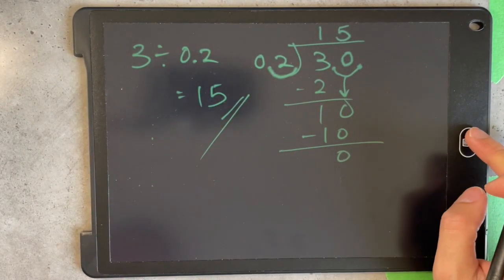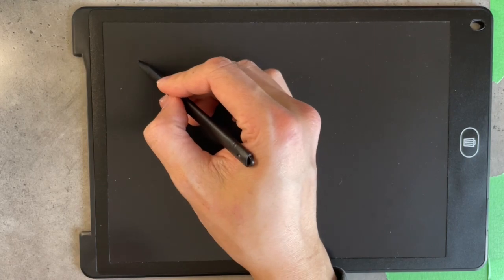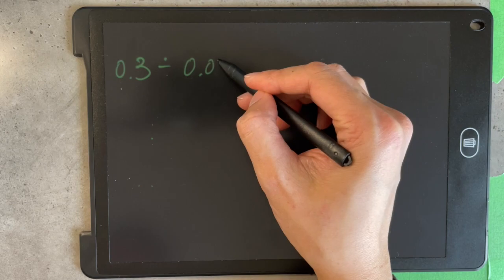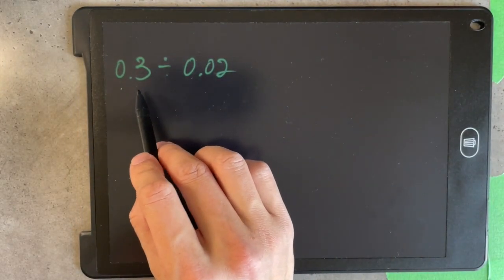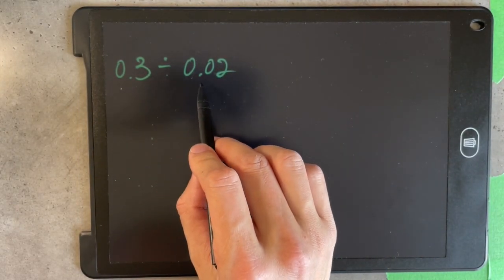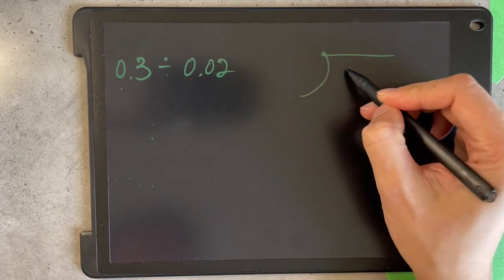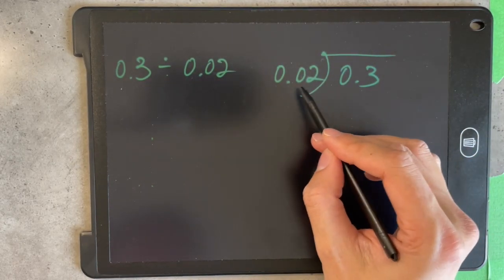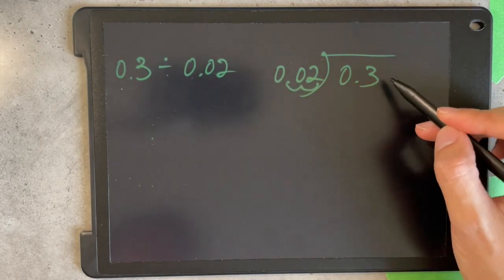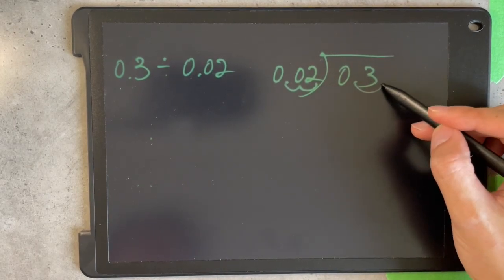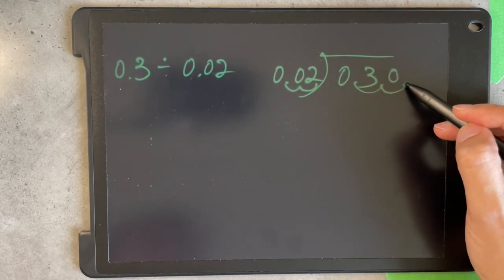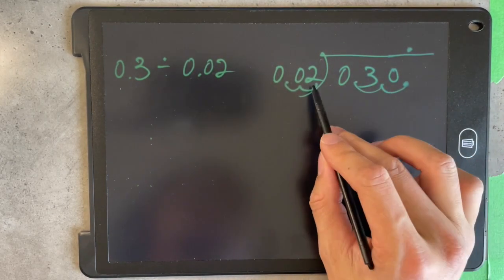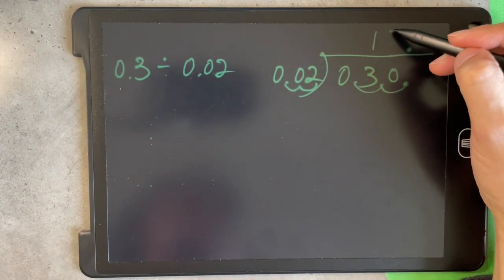Now the next example, we'll be having both the dividend and the divisor as a decimal. So we have 0.3 divided by 0.02. Now we have 0.3 inside, 0.02 outside, and again you have to move two decimal places. So we have to move the inside two decimal places and the decimal place here, and when you do that, you do it on the top. So what you're doing now is 30 divided by 2, so again it is 15.